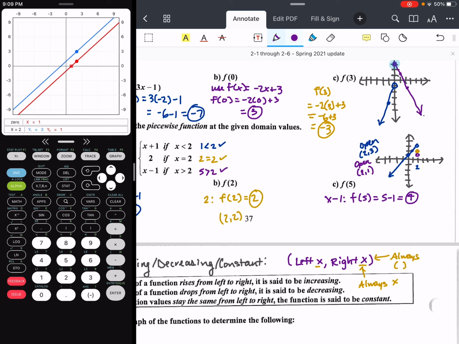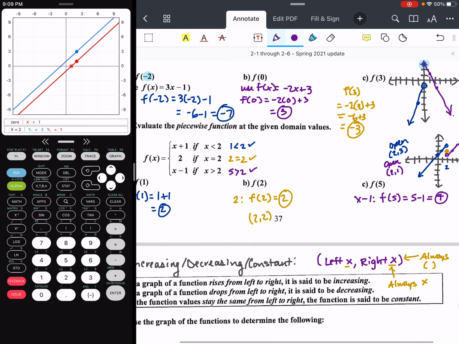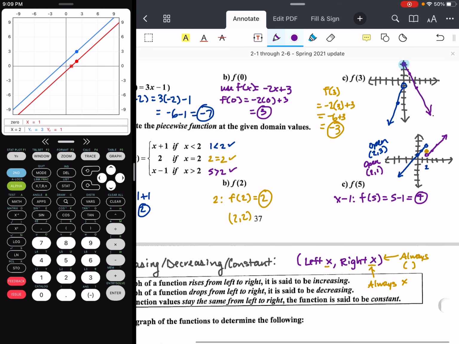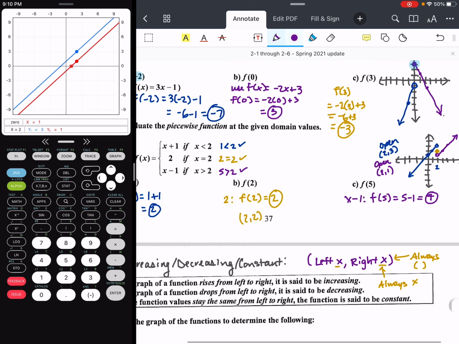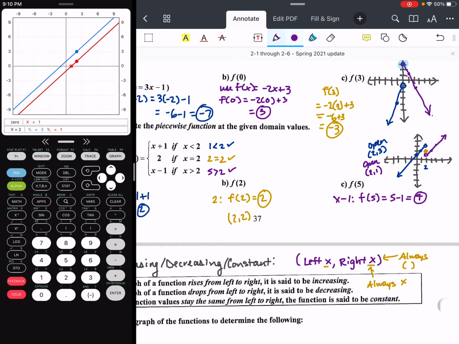So I'm going to go up 1 and to the right 1. Up 1 to the right 1. And continue drawing my function from there. So we've got these two parallel lines, but they split at x equals 2. F of x equals x plus 1 is in blue on the left side of our function. F of x equals x minus 1 is in purple on the right side of our function.